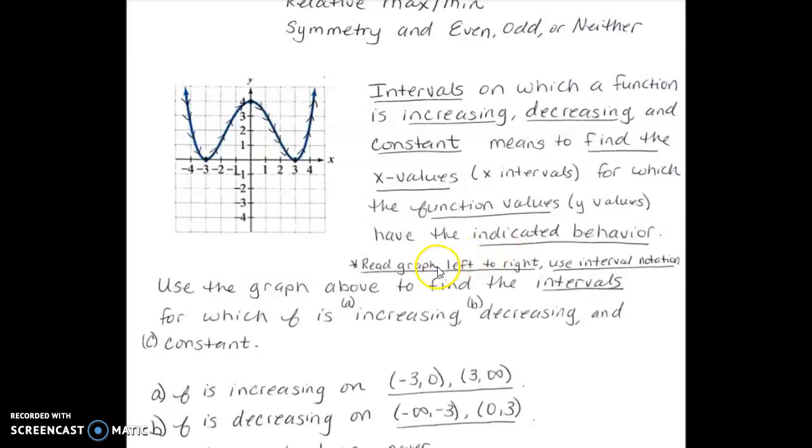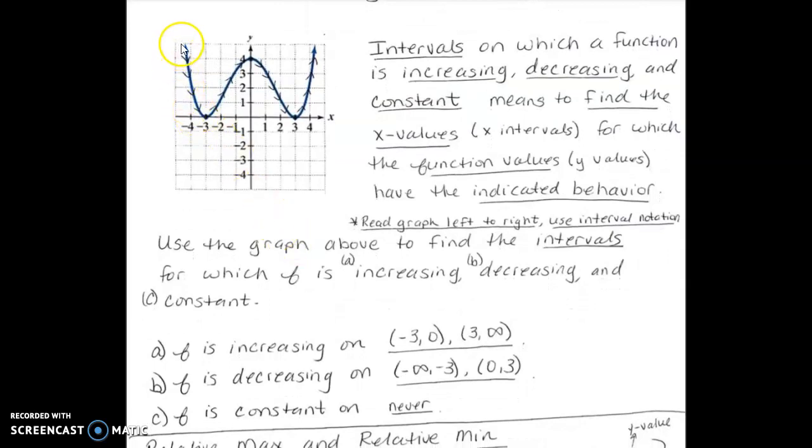It is important in these problems to make sure you are reading the graph from left to right and that you're using interval notation to state your answer when applicable. Remember, you're stating the x values for which the y values have the indicated behavior. So we're going to look at this graph to do our first example. Use the graph above to find the intervals for which f is a, increasing, b, decreasing, and c, constant.